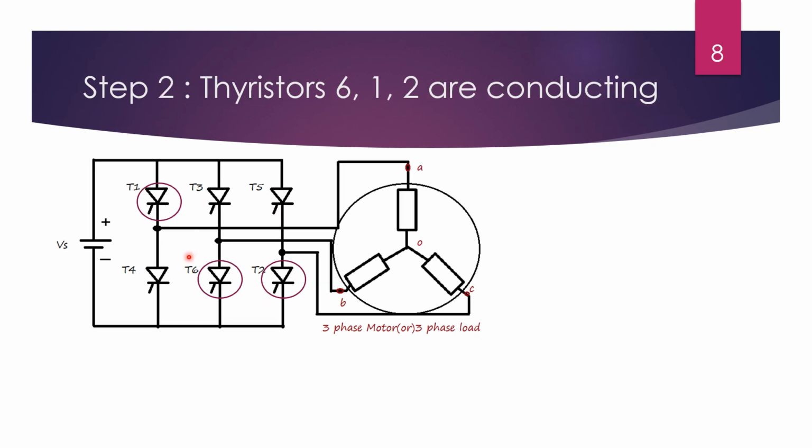So as we see in the sequence of steps, for the second step, thyristors 6, 1 and 2 are conducting, and for step 3, thyristors 1, 2 and 3 are conducting, and for step 4, thyristors 2, 3, 4 are turned on. In step 5, thyristors 3, 4, 5 are triggered, and in the last step, step 6, thyristors 4, 5 and 6 are triggered on. Remaining thyristors are off.